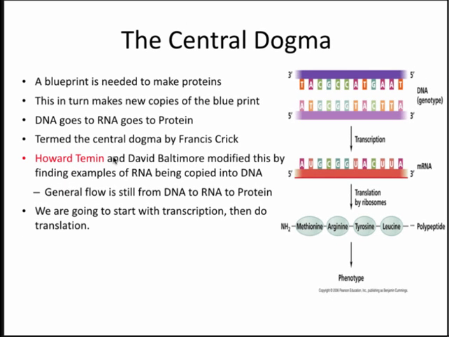Howard Temin, who is a professor at this university, and David Baltimore actually modified this a bit by finding proteins that could reverse transcribe messenger RNA into DNA, and these proteins were coded in viruses, and the most famous one is probably the HIV virus. But the general flow is still from DNA to RNA to protein.